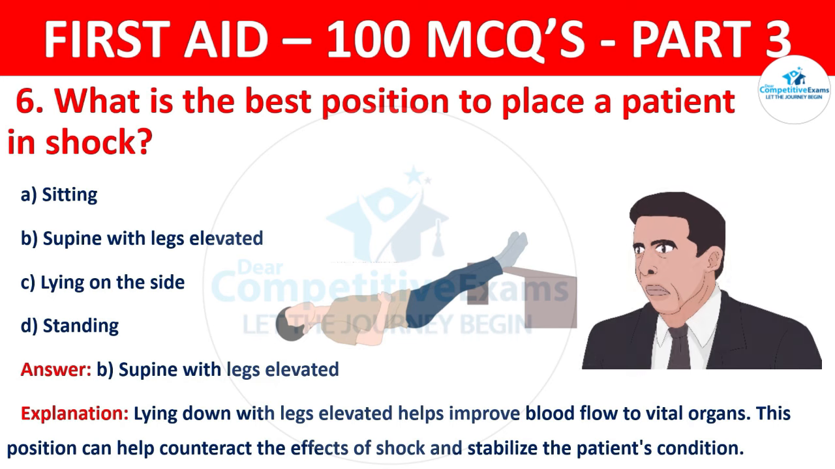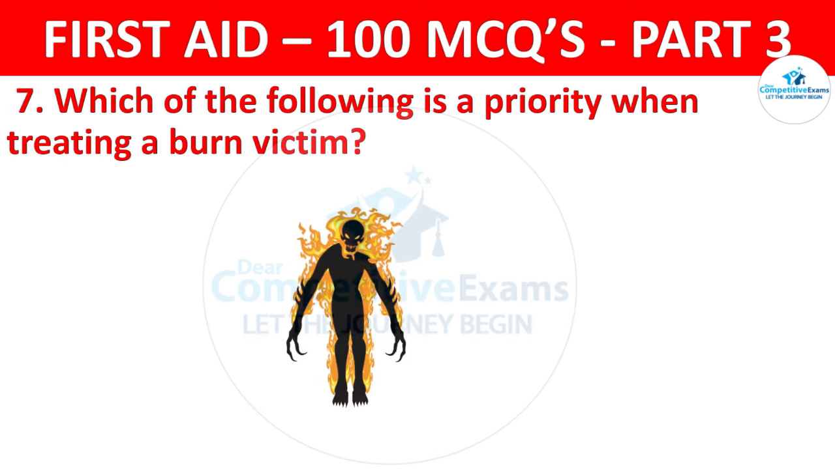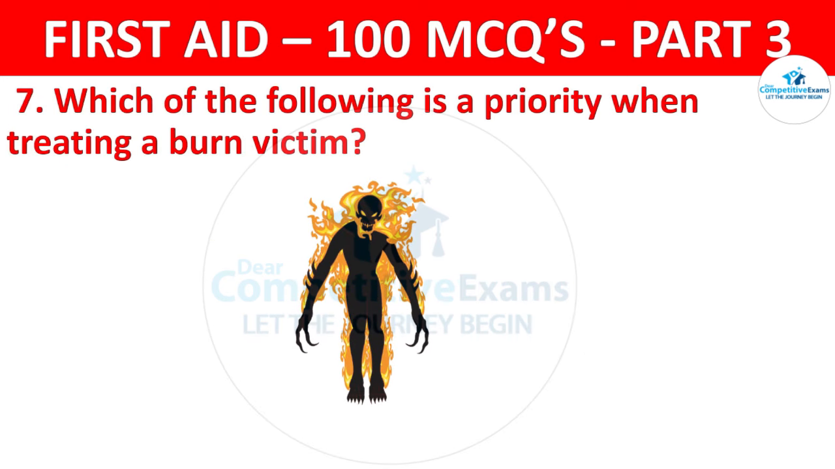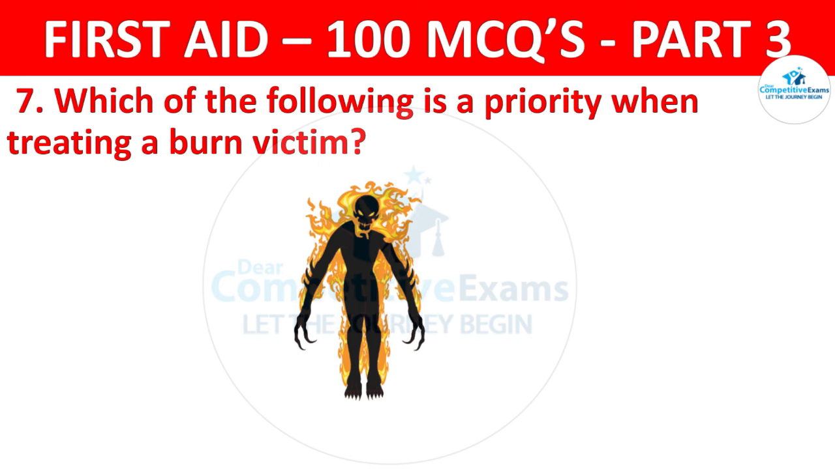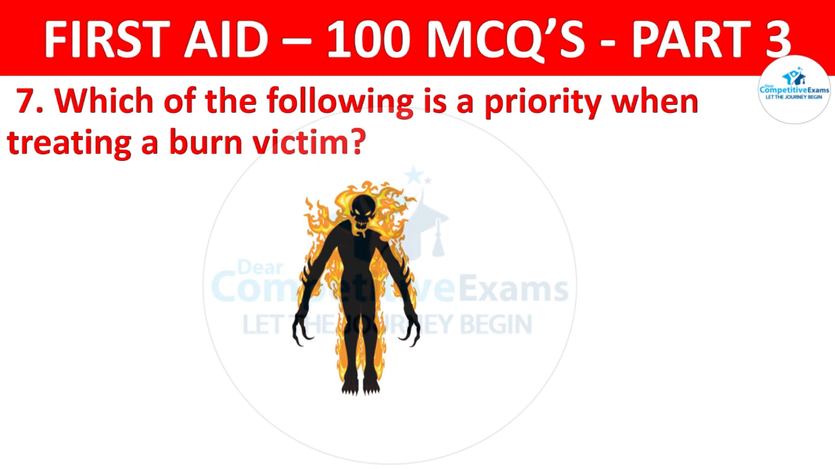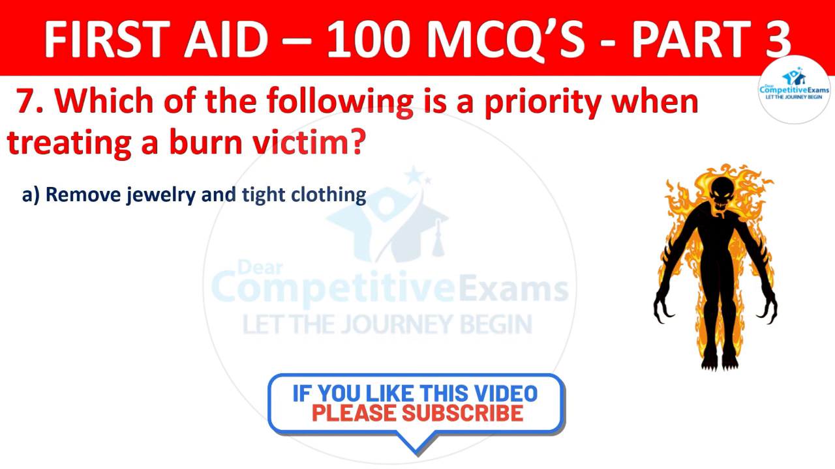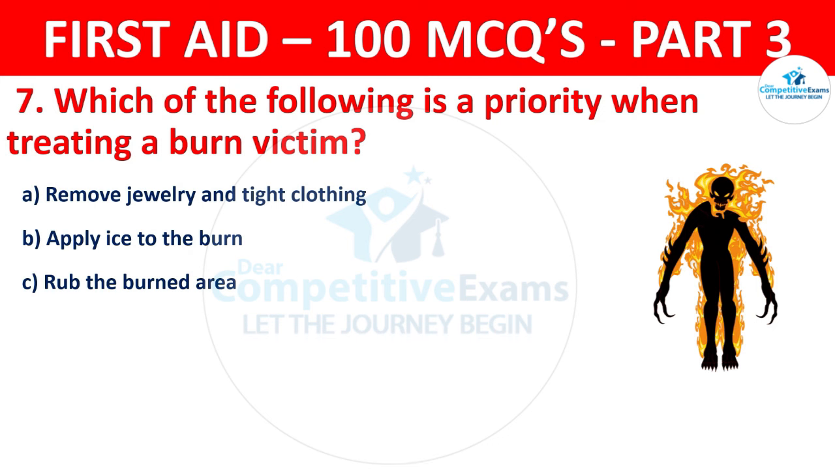Question number 7. Which of the following is a priority when treating a burn victim? Your options are: remove jewelry and tight clothing, apply ice to the burn, rub the burn area, or break any blisters.